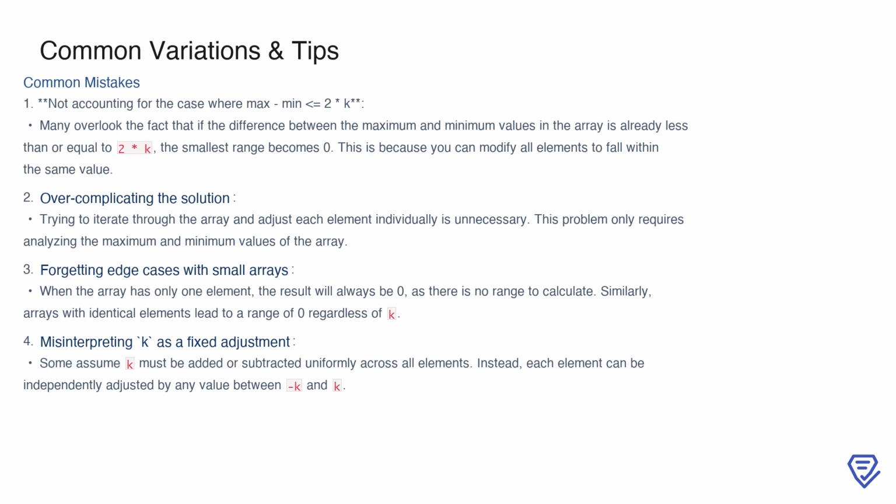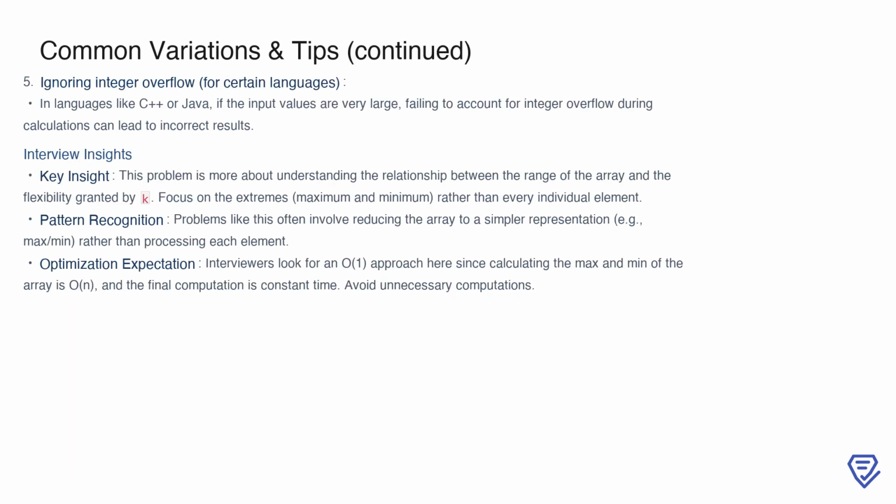Finally, some misunderstand the flexibility of k, thinking it must be applied uniformly to all elements. Instead, each element can independently vary by any amount between -k and k. Another subtle issue to be mindful of is integer overflow in languages like C++ or Java. If the input values are very large, failing to account for this can result in incorrect calculations.